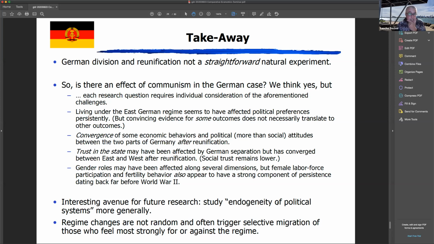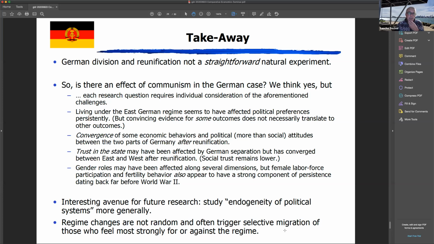But it also applies to more historic papers. I did some work on the Habsburg Empire, and other people have done work on all kinds of borders, and it requires always a careful look at what these borders were before a specific regime of interest. And regime changes, to close up, are not random and often trigger selective migration of those who feel most strongly for or against the regime.